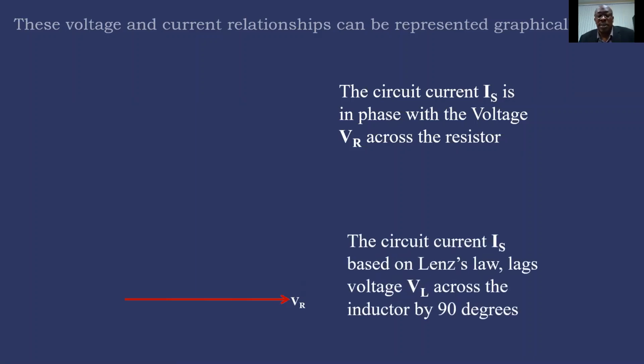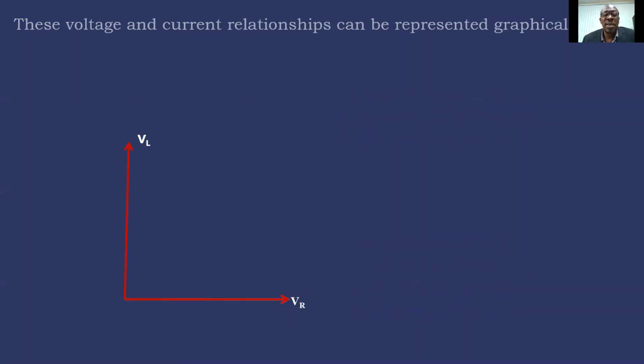The circuit current, again, with reference to Lenz's law, lags the voltage across the inductor by 90 degrees. Or in other words, we're seeing it after the voltage. So if the current lags, then it means that the voltage leads. So that's VL, and we have our 90-degree angle.